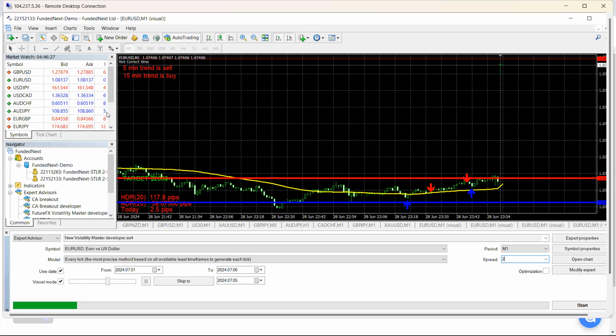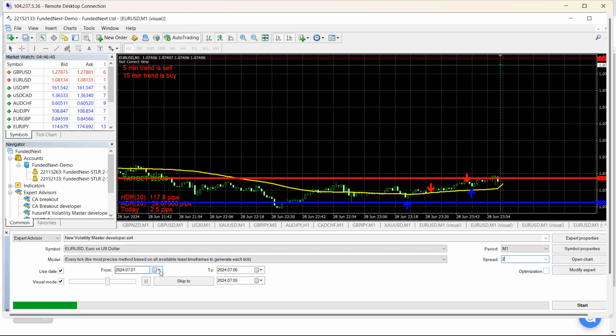They're all not on the majors. It's all very nice tight spreads. So that's 7 points, so it's 3/4 of a pip. So it's still a very nice tight spread on them all.